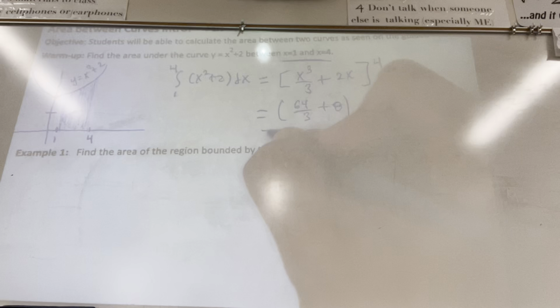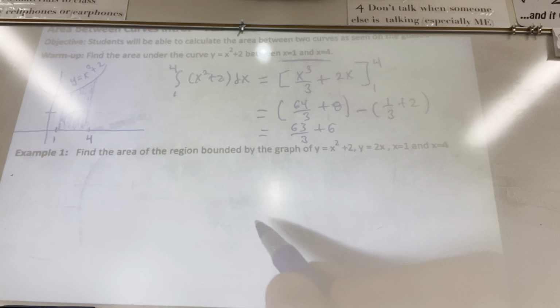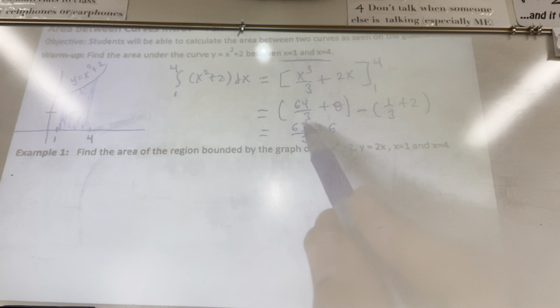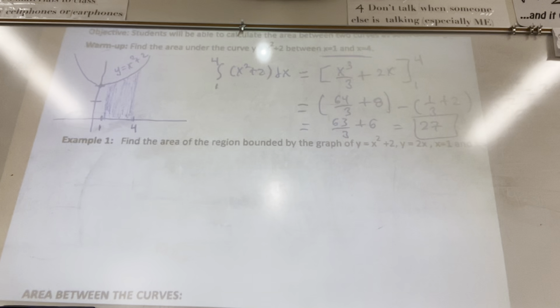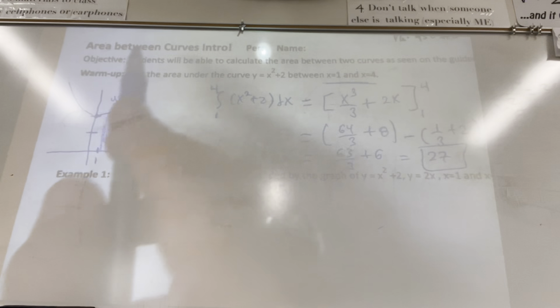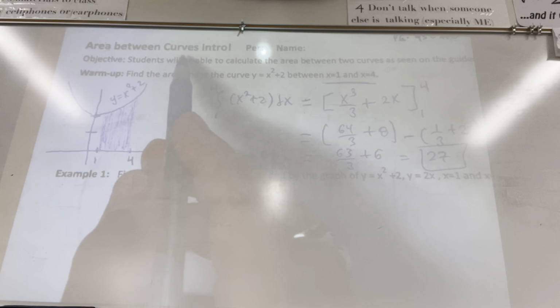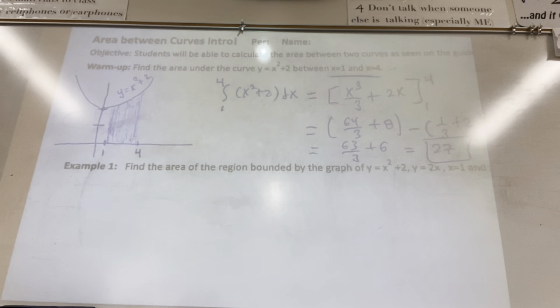But if we just keep going here, this would be 63 over 3, and then 8 minus 2 would be 6. What is that? 21 plus 6 is 27. We good? So, can we do area under the curve already? Yes. But notice the title, area between curves. Okay? So, let's take a look.